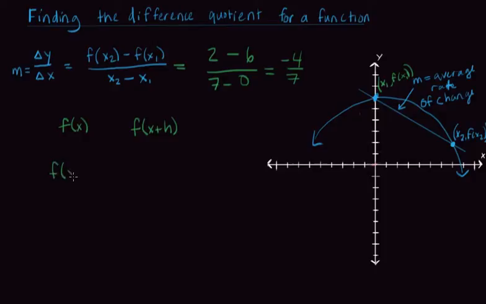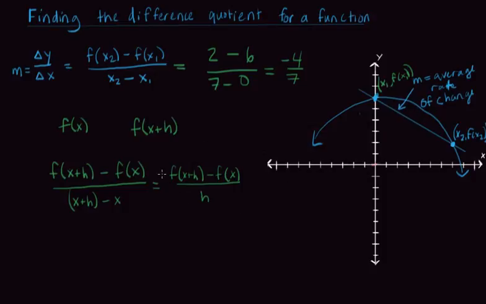So it looks something like this. f of x plus h minus f of x over x plus h minus x. And the bottom part simplifies into just h, right? x plus h minus x is just h. So it's f of x plus h minus f of x, all over h. And this is called the difference quotient. It's just a different way of finding the average rate of change between 2 points.